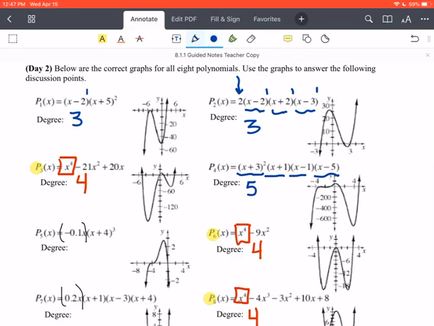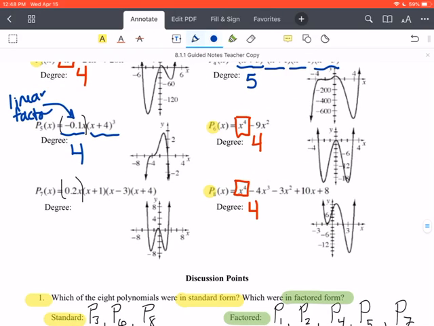On P5, this is indeed a linear factor because it has an x. So notice the difference. It's not just negative 0.1, it's negative 0.1x. So we have 1 here and we have 3 here. If we would write it all out, we would have 4 linear factors. So this is a fourth degree polynomial. And then finally on P7, again, this is a linear factor because there is an x. So we have 1, 2, 3, 4, so it's a fourth degree.